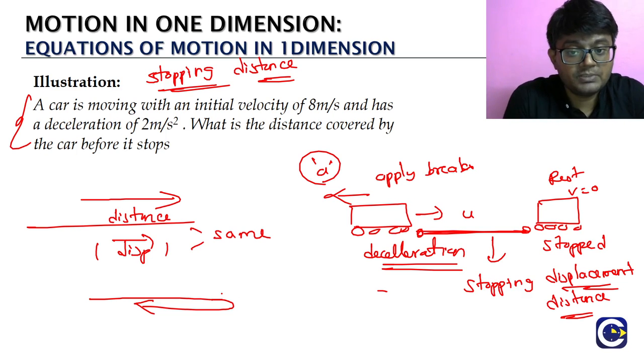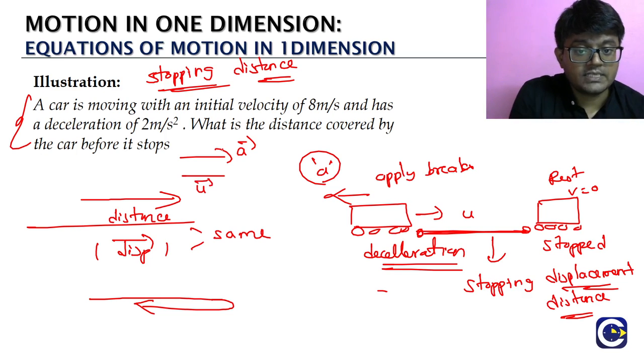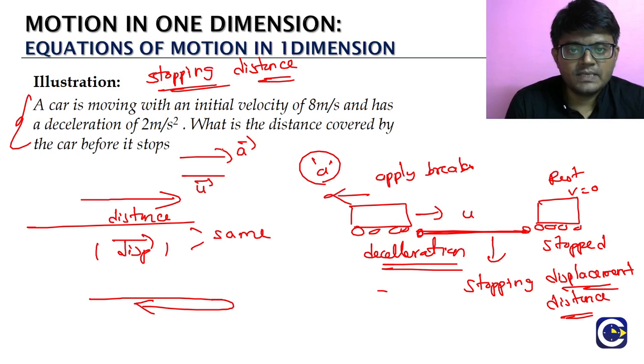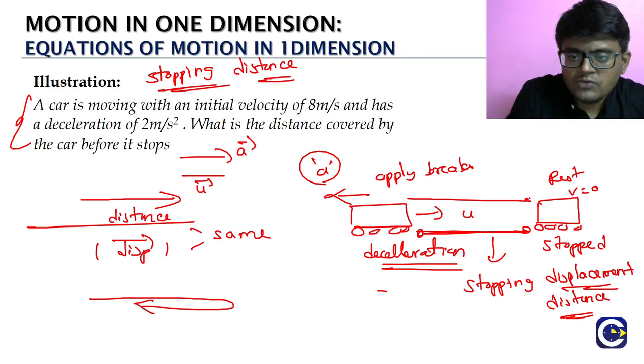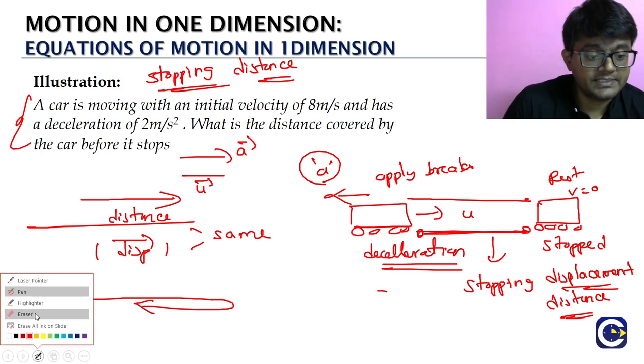In these kinds of examples, when the acceleration and U are in the same direction, what is going to happen? The object is going to move in the same direction with increasing speed. So the displacement value we calculate from the formula S is equal to ut plus half at square will be nothing but the distance also. In this case also same, because it is not changing the direction of motion, it is going and then stopping. So the displacement value we get will be equal to the distance covered. That is the reason why we are using the word stopping distance.